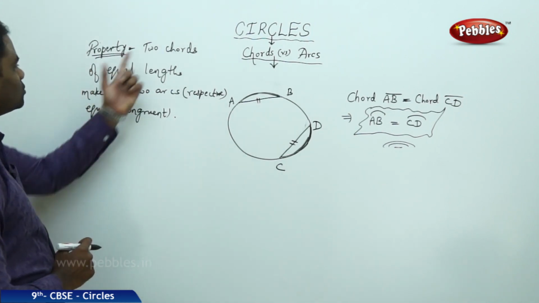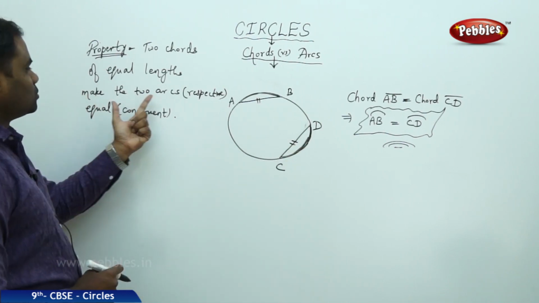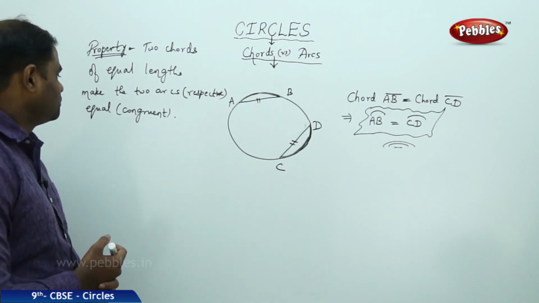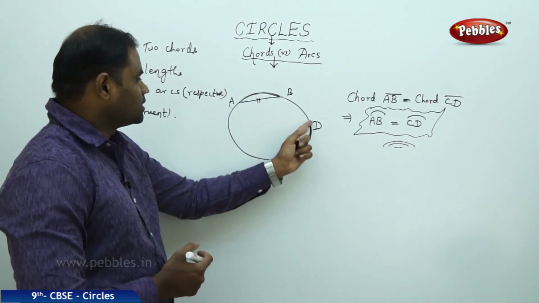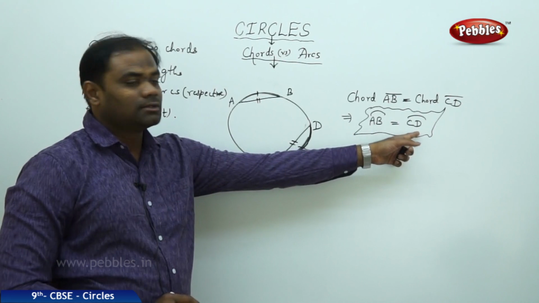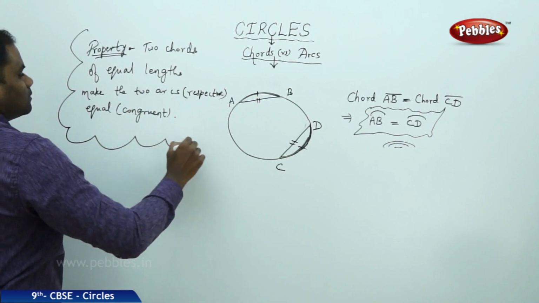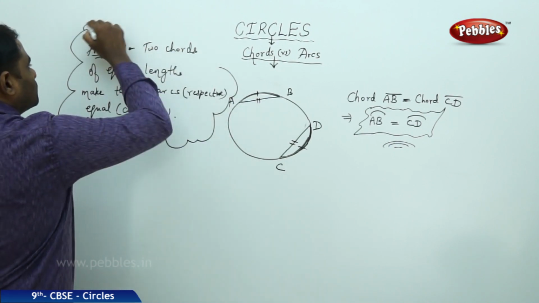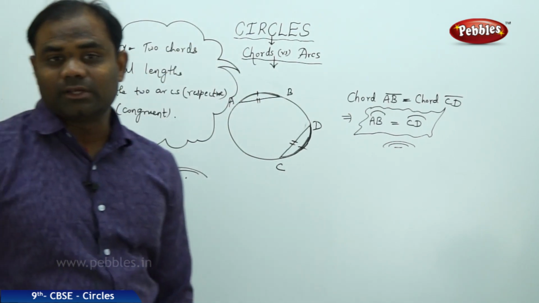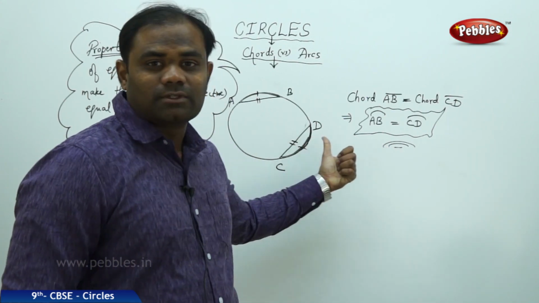So here the property says two chords of equal lengths, AB equal to CD, make the two respective arcs equal. So if chord AB equals chord CD, then the length of arc AB will be equal to the length of arc CD. That's how we understand the property, connecting chords with arcs. Chords are connected with the arcs of the circle.